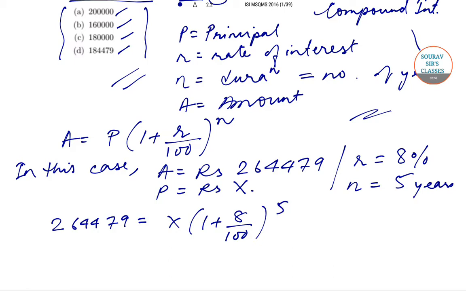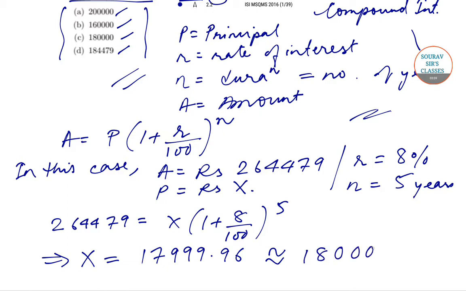That gives us the value of X as approximately equal to 179999.96, which is approximately equal to 1,80,000. So the option C is the correct option. Now we'll move forward to the next question.